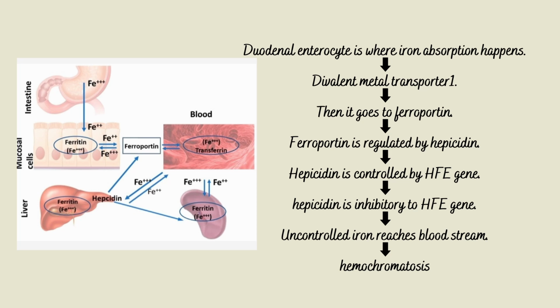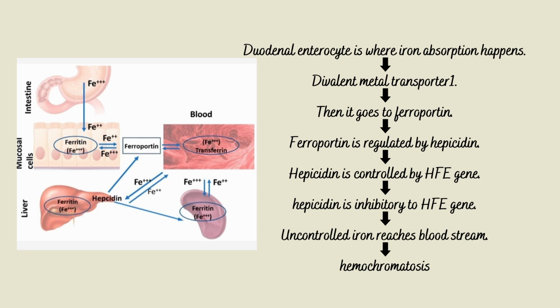Because of the HFE gene defect, this hepcidin will not be there, or it is defective, and so there will be no inhibitory action on that ferroportin. So uncontrolled iron, because nothing is inhibiting it and hepcidin is not there or it is defective, will go into the bloodstream, and then it will get deposited in various organs causing hemochromatosis. So this is actually hemochromatosis.